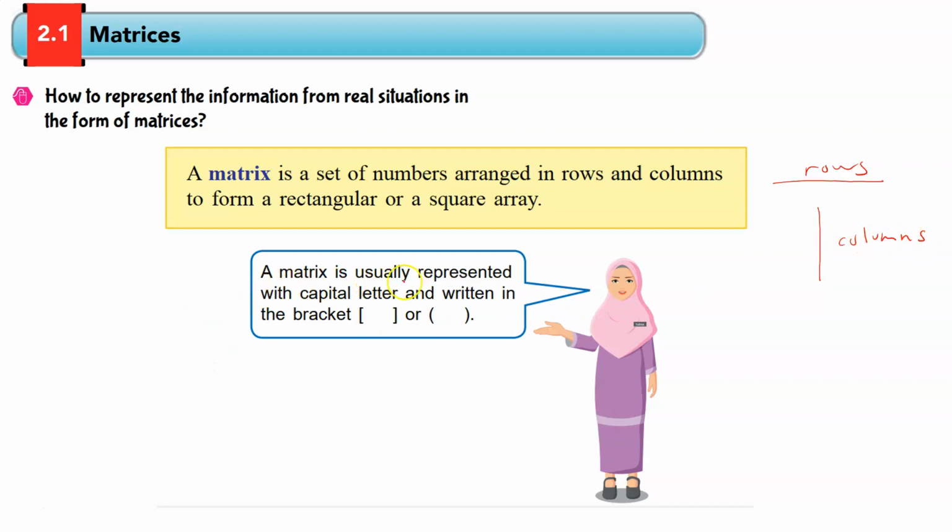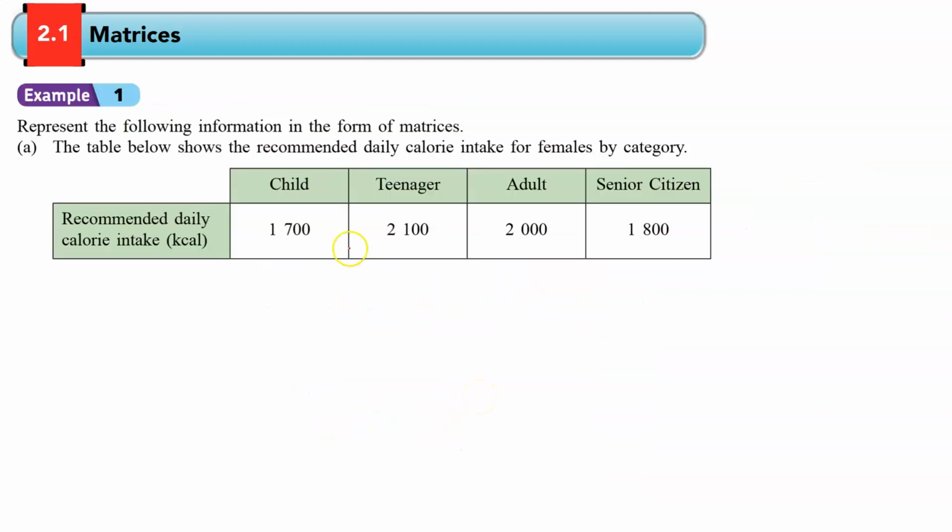So a matrix is usually represented with capital letter and written in the bracket. Ni ada bracket, ada dua jenis bracket. Contoh matrix A. So capital letter A. So matrix A. Or matrix B, capital letter B. Kita nak pakai yang bracket biasa. So mana-mana pun boleh. So example, represent the following information in the form of matrices.